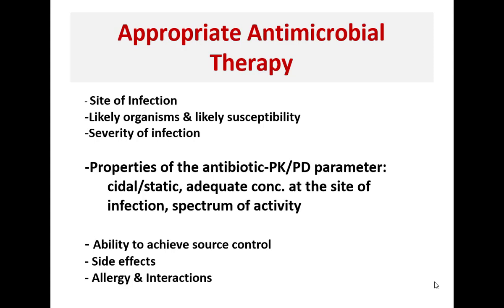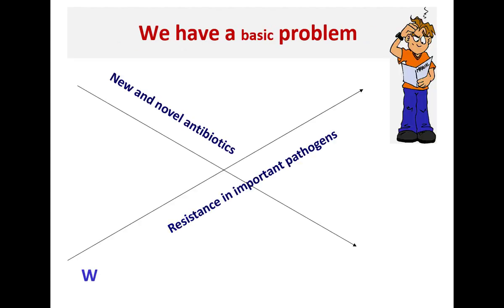So these are the kind of problems that we face in the intensive care unit, and that is why the whole paradigm has shifted from what I spoke last year to this year, and that is why I have tried to make changes in my presentation. Whenever we decide to choose an antimicrobial, we consider the site of infection, the likely organisms and likely susceptibility, and the severity of infection. In the euphemism of the medical ID specialist, it is the inoculum of the organism that has gone into the body that has a bearing upon the choice of antibiotics. Obviously the other things are very important, like ability to achieve source control, the side effects, allergy and interactions. But my topic is properties of the antibiotics, the PKPD parameters, whether the antibiotic is cidal or static, whether it reaches adequate concentration at the site of infection, and what is the spectrum of activity. In the next 20 minutes, I hope to deal with all of them.